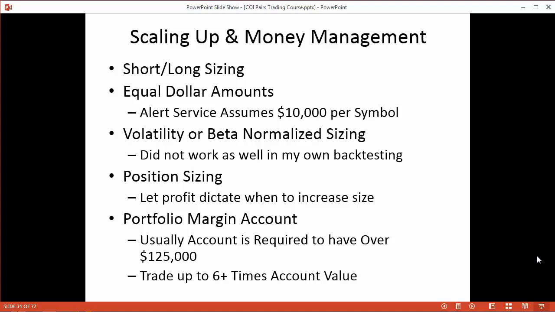In other words, we may be pulling in small returns on our pairs trade, but if we can do those small returns times 6, all of a sudden each of those pair trades becomes more valuable to us. So using these risk management and money management techniques can really help you in your pairs trading.